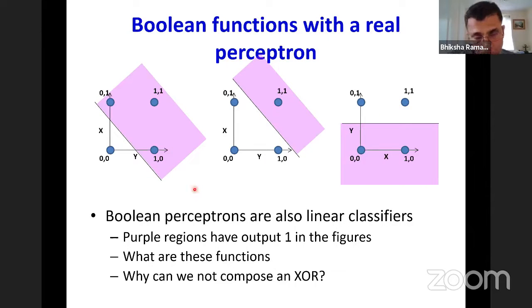So basically what we're seeing is that a perceptron that works on real valued inputs can do Boolean functions if the inputs themselves are Boolean, and they can give you and, or, and not.